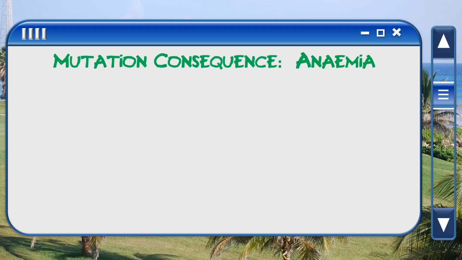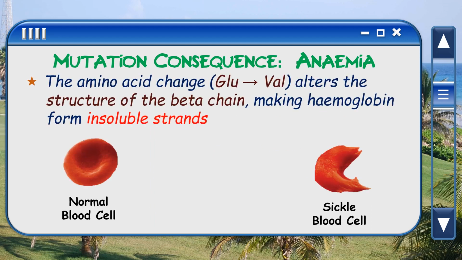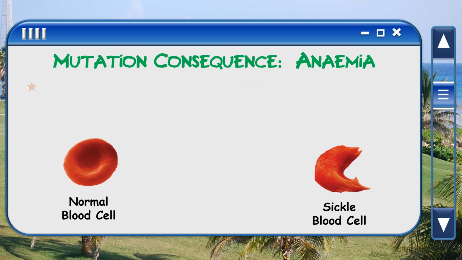Let's look at the sickle cell anemia mutation sequence. Now, the amino acid change. Instead of having GLU, we are now having VAL. And this alters the structure of the beta chain. And when the structure of the beta chain is changed, this is going to make hemoglobin form insoluble strands, because of the altering of the structure of the beta chain.